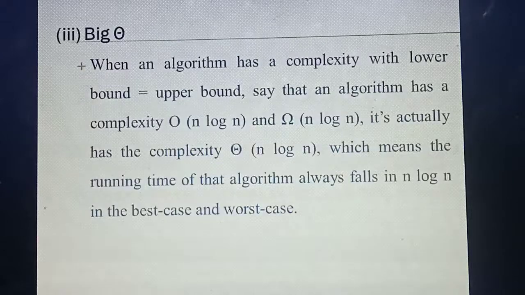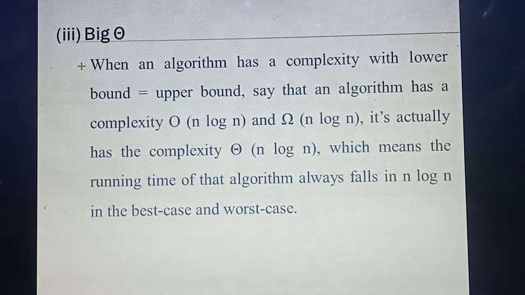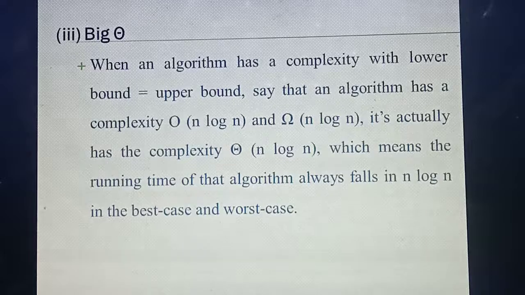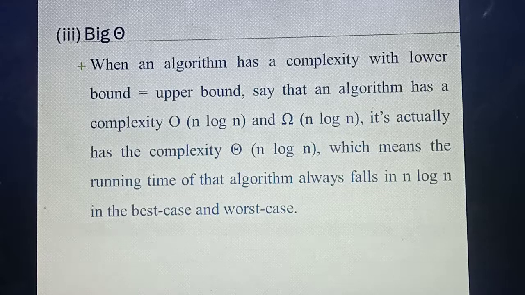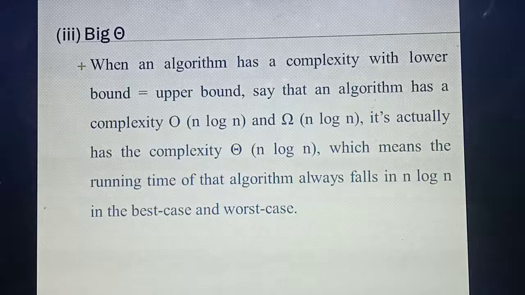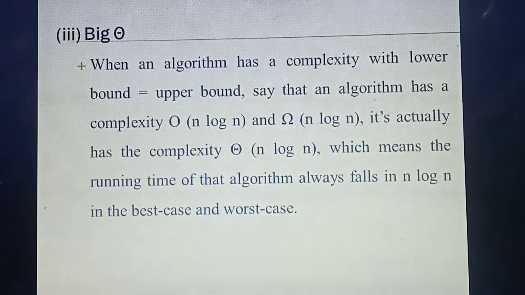The next one is big theta. Big theta means the worst case and best case are equal, the same condition. How do you determine the worst case and best case? Lower bound and upper bound. So when the lower bound is equal to the upper bound, that's the formula you need to study. No other way, somewhat tough, anyway you need to study. So what's the formula? O of n log n and omega of n log n.